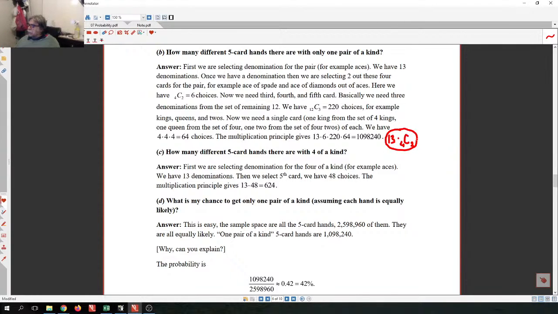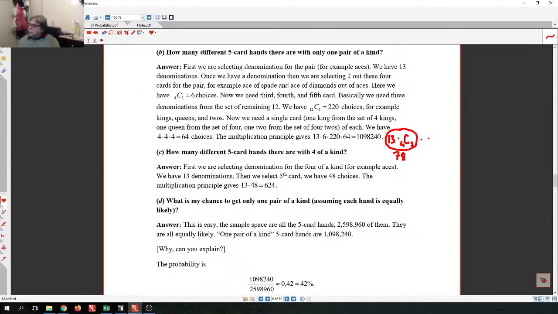13 times this number, which by the way is 6. Of course you can use the formula, or you can use your calculator to calculate, but one way or the other, this number, 4 choose 2, is 6. So you have a number here, which is 78, if I'm not mistaken, 6 times 13. Okay, now done. Now you need a third card.